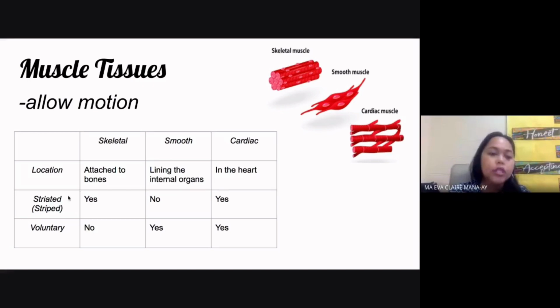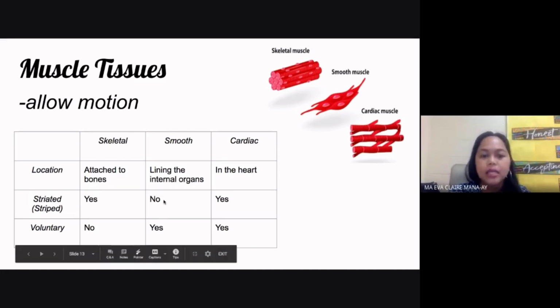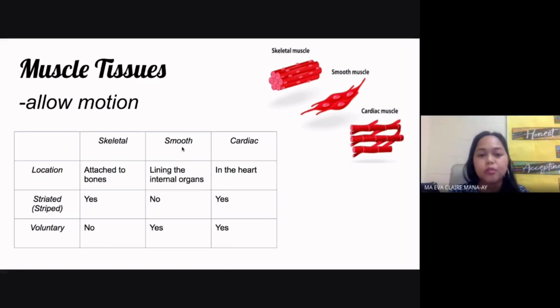Now, in terms of whether they are striped in appearance or not, striated or not, the only one that's not striated is your smooth muscle tissue, hence the term smooth. It is called smooth muscle tissue because it does not have any stripes. Your skeletal muscle tissue has stripes. Your cardiac muscle tissue also has stripes.